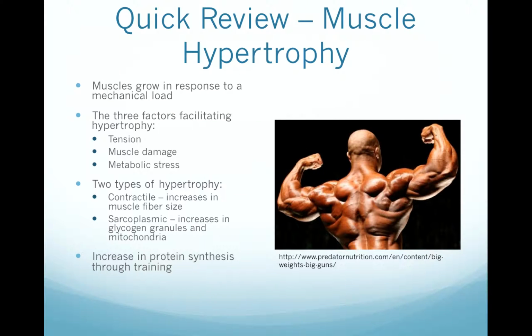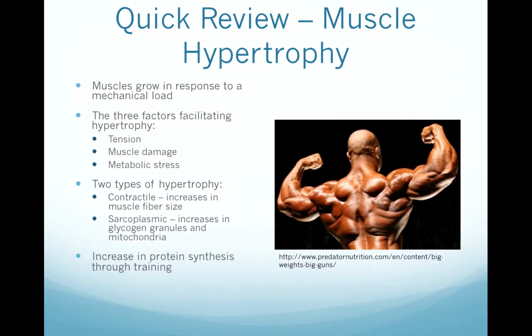So, as a quick review, muscles respond to mechanical load, like lifting, and there's a cascade that causes the muscles to remodel. The three factors that facilitate hypertrophy are tension, muscle damage, and metabolic stress. And there are two types of hypertrophy: contractile hypertrophy and sarcoplasmic hypertrophy.